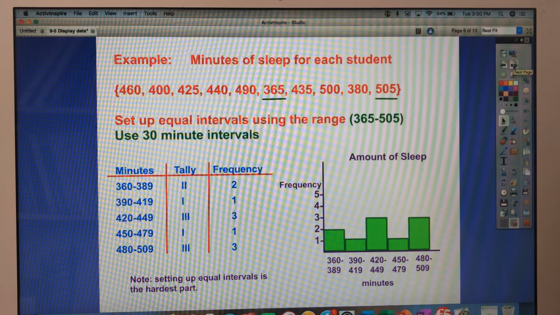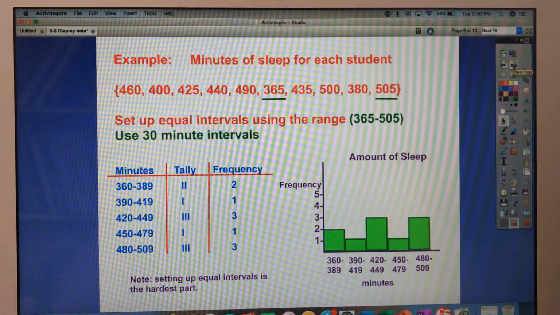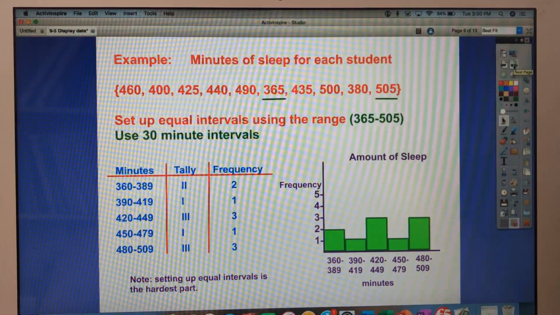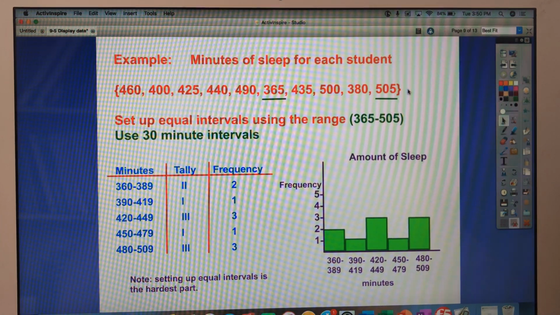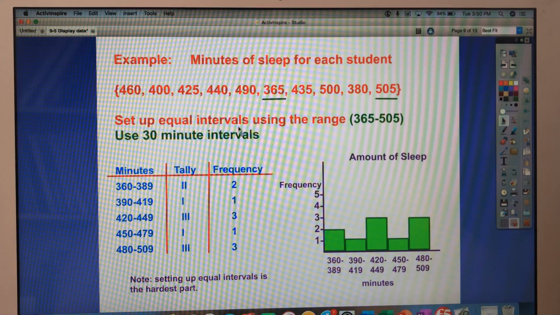Here's a more complicated example. And of course, this is the type that you would actually get on a test or the IAR, whatever standardized test you're going to take. They're going to give you a set of data. To begin with, notice that the data is not even in numerical order. The hardest part, setting up equal intervals, and you do that by using the range.